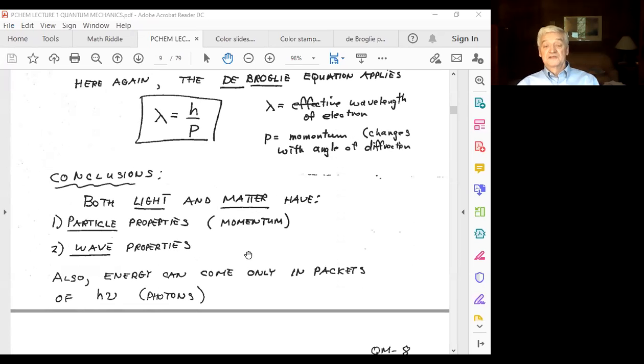Now, we've also seen that the energy of light will come in packets, and they will be called photons. So the Compton experiment also demonstrated that we could think about individual photons as providing energy. You couldn't combine them to get enough energy to overcome the threshold.